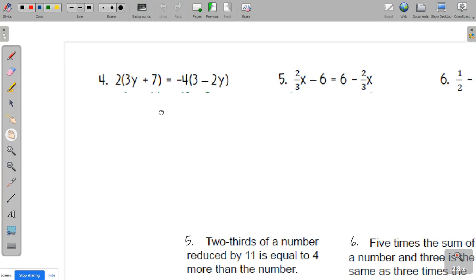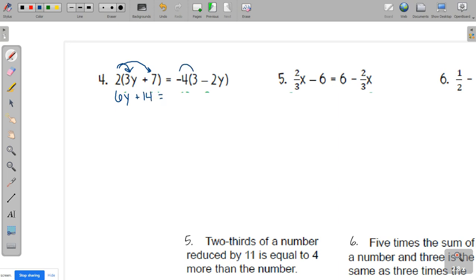So let's look at number 4. We have to distribute and get rid of those parentheses. So we're going to multiply 2 into everything in that parenthesis. So 2 times 3y is 6y. 2 times 7 is 14.